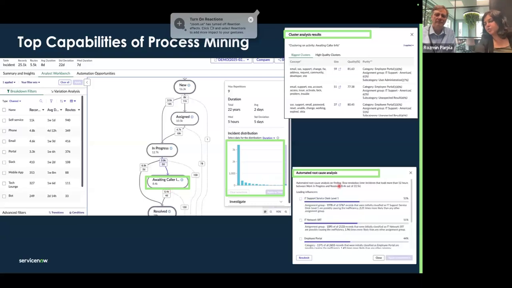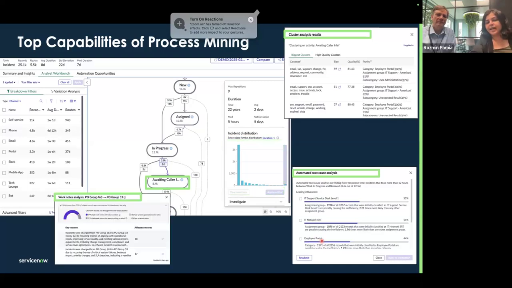Other than clustering, we also have automated root cause analysis. So this is where the machine is again doing some correlation to give you a sense of why your tickets are going on hold. Is it because of this support group, or is it because of this channel through which your tickets came in, employee portal, and so on?